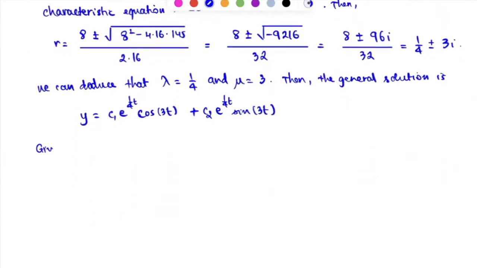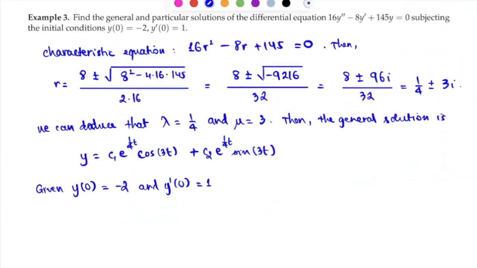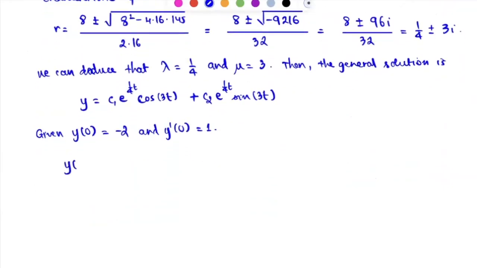So given y of 0 equal to -2 and y prime of 0 equal to 1, we get that y of 0 equal to C1 times e to the 0 times cosine of 0 plus C2 times e to the 0 times sine of 0. Again, this term is 0. You're left with just C1, and that is equal to -2.